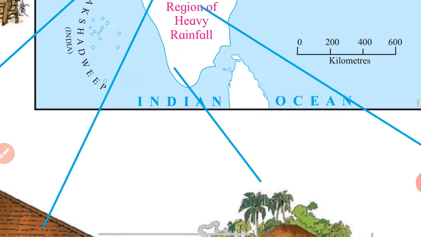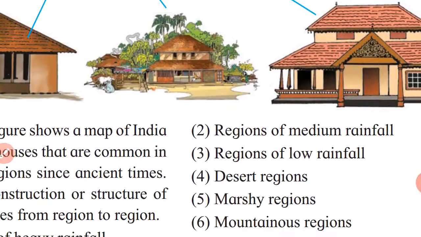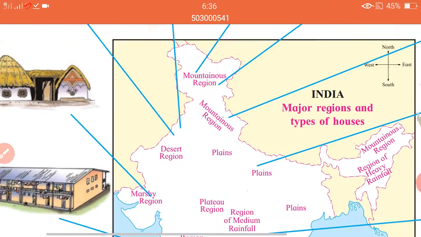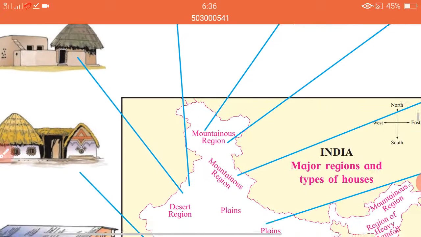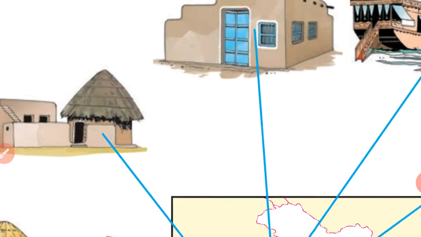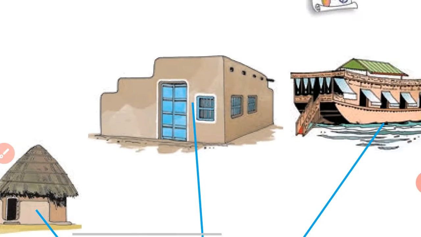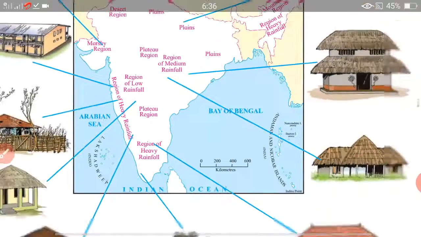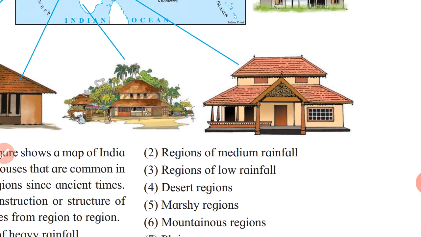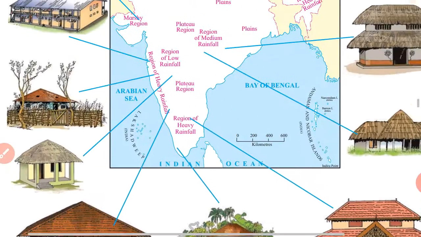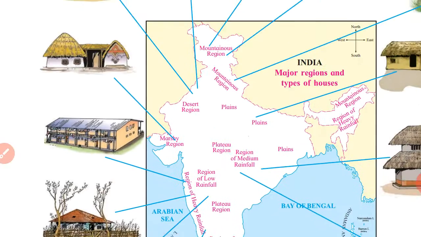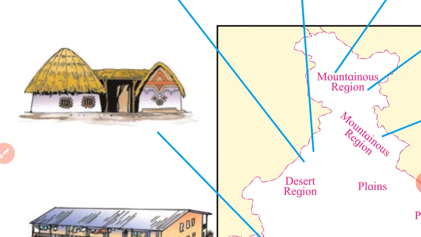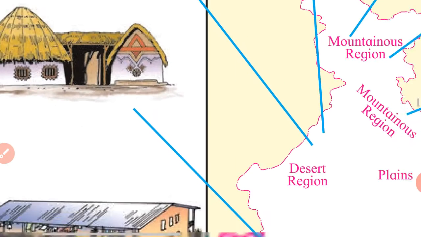Okay. Now come to next, desert region. Desert region means mostly Rajasthan types of housing, where there is scarcity of water. In desert region we need this type of houses. See this and this. Okay. Now next, marshy region. Where is marshy region? Yes, you can see. Only one type of house for marshy region. Here, this type of house we need for marshy region.